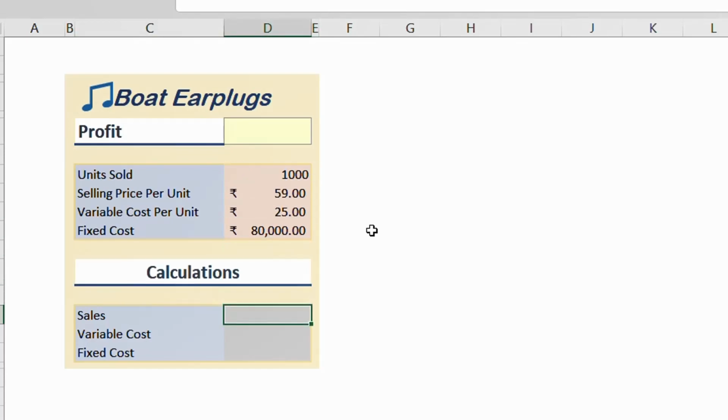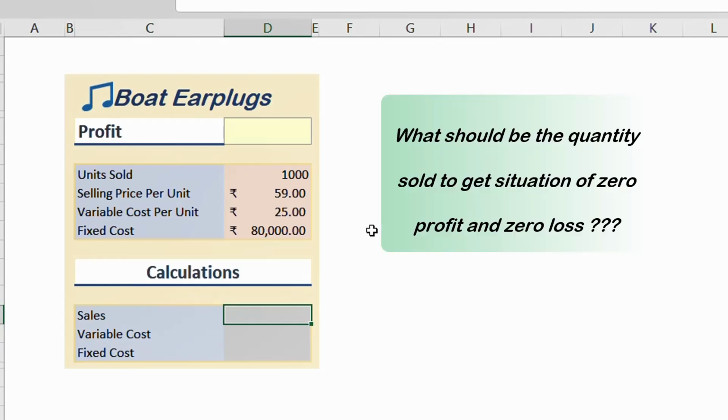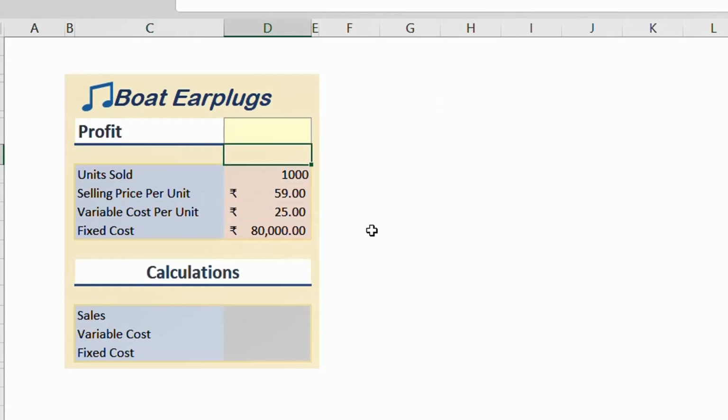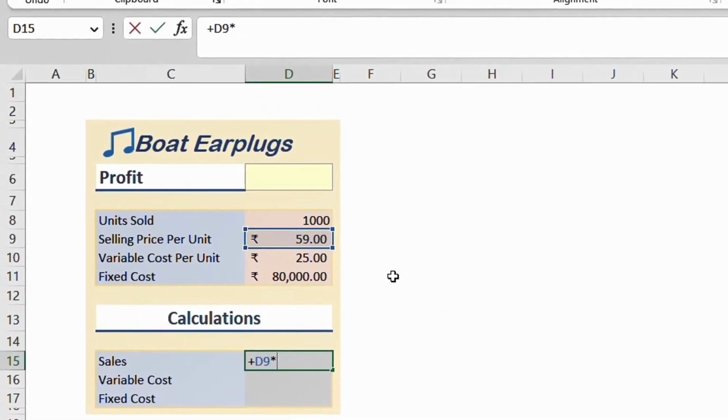And he asked us what should be the break even quantity sold to get zero profit. So on break even, profit is always zero. What should be the quantity sold to get zero profit? No loss, no profit. So let's first try to calculate sales and everything.